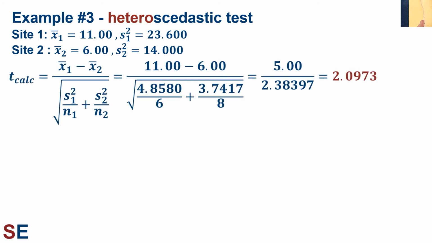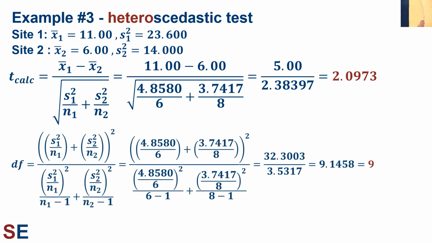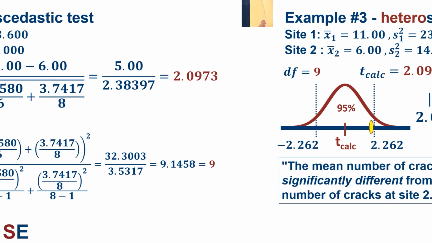First, we use the heteroscedastic t-test equation. Plugging in the means and variances gives us a t-calculated value of 2.0973, slightly less than the one from the homoscedastic t-test. Next, the degrees of freedom using the complicated equation. Plugging in values carefully gives us a value of 9.1458 for the degrees of freedom, which we round down to 9. Note that this is considerably lower than the 12 we had in the homoscedastic case.